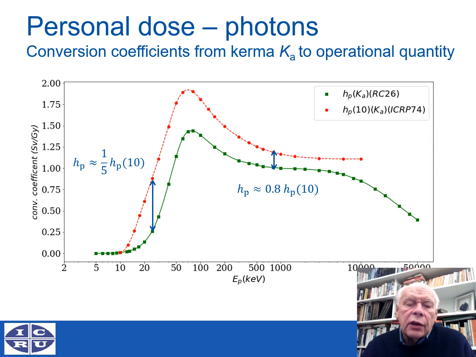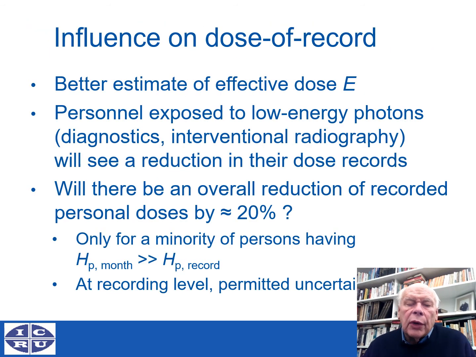At the low energies, the ratio is varying, and the problem is a little bit larger. Now we'll look into that in a little bit more detail. Just note that there's an almost constant factor of 0.8 between these two quantities in this energy range, and people have said that this will lead to an overall reduction of the doses which are recorded in occupational exposure. I will come back to that.